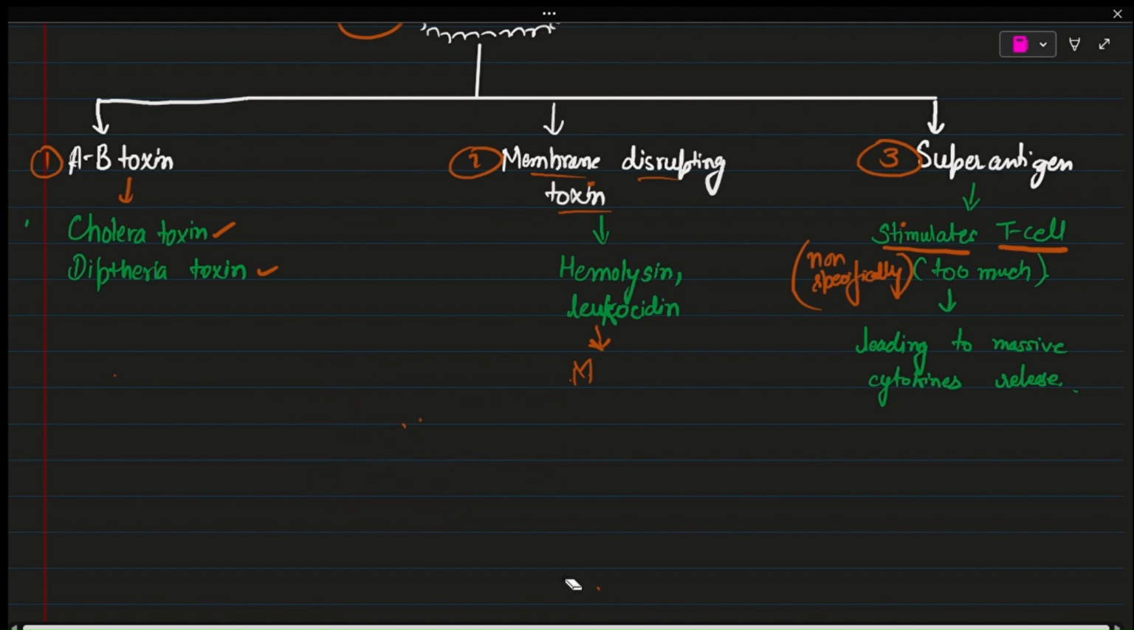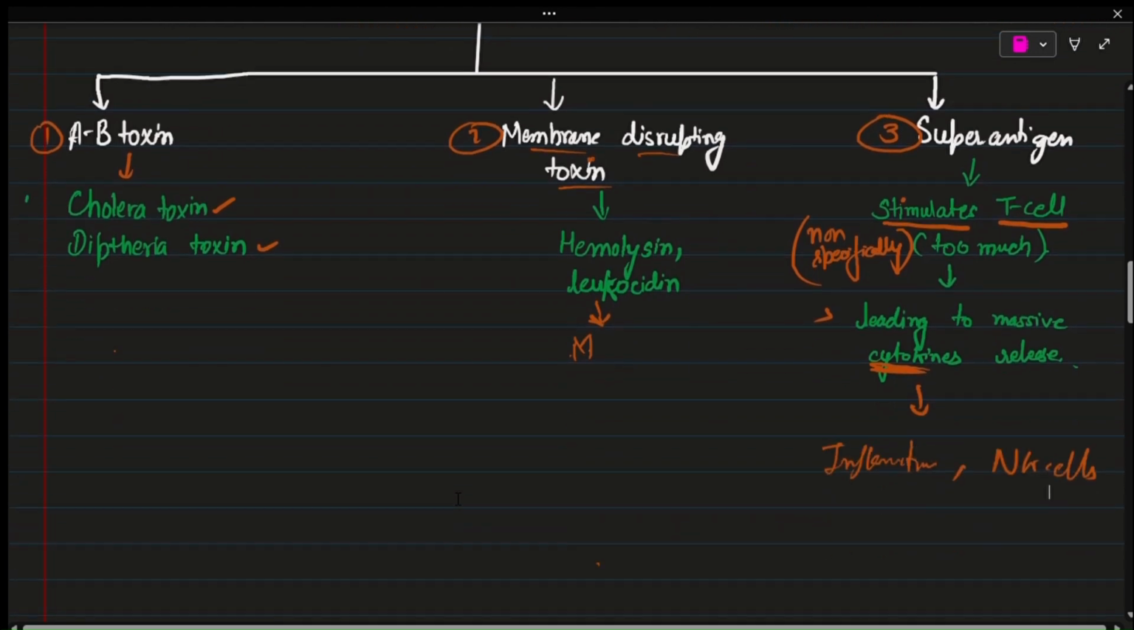So what happens after the non-specific binding of the superantigen with the T cell is that the T cell will of course release cytotoxins, and since a large number of T cells are stimulated, there is going to be a large amount of cytotoxin in your host body. And this can cause many changes in our body, like inflammation, and NK cells might get activated in large amounts. Some other activities can be observed here. So this was on the basis of structure.